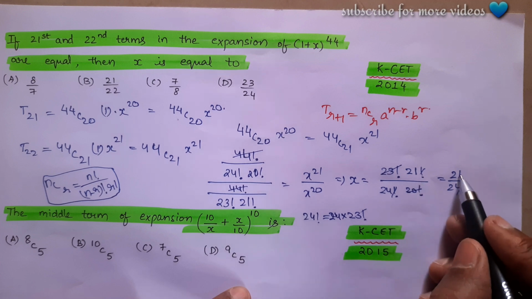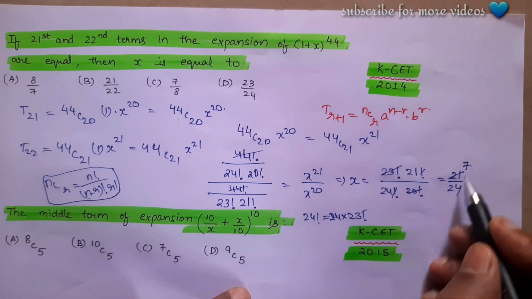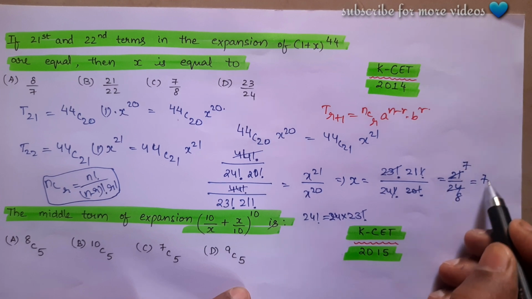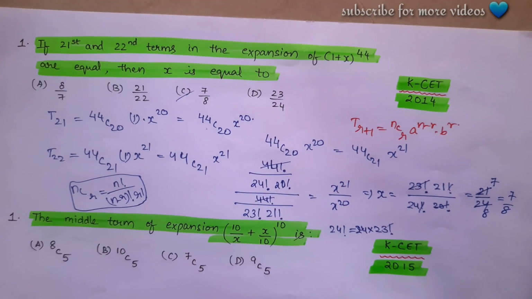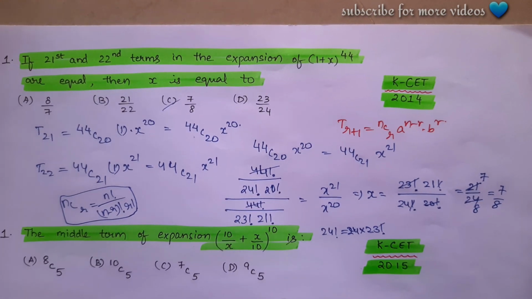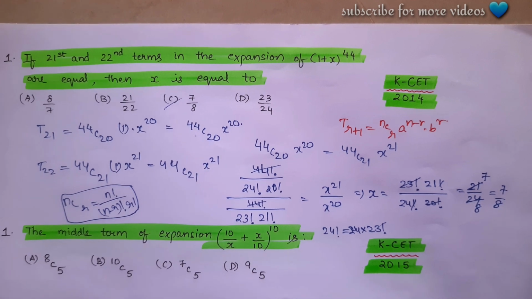Similarly this one. Now 21 by 24, so it will be 3 7s are 21 and 3 8s are 24, nothing but x is equal to 7 by 8. So our option is option C. So that was the 2014 question. But this simplification you have to do within a minute, right?